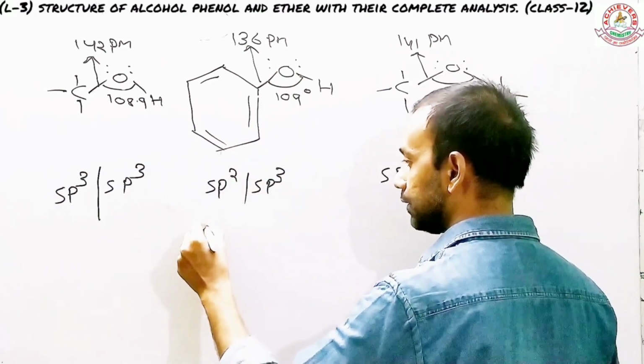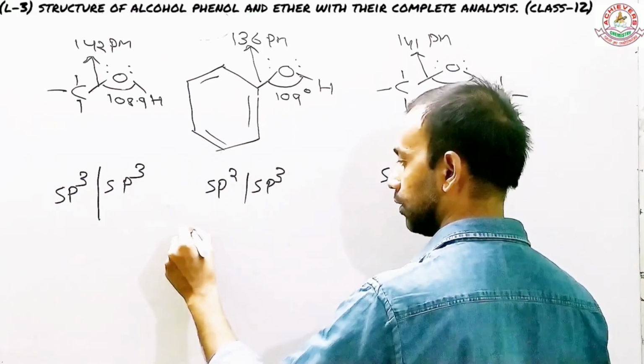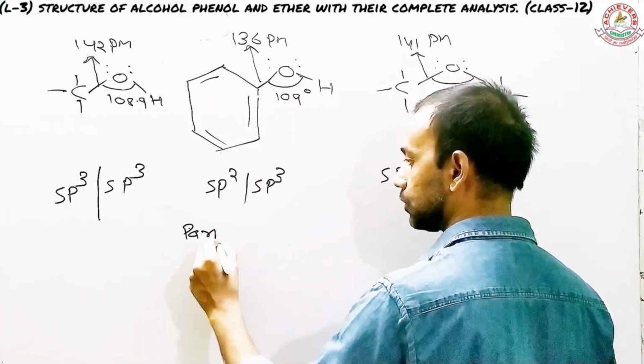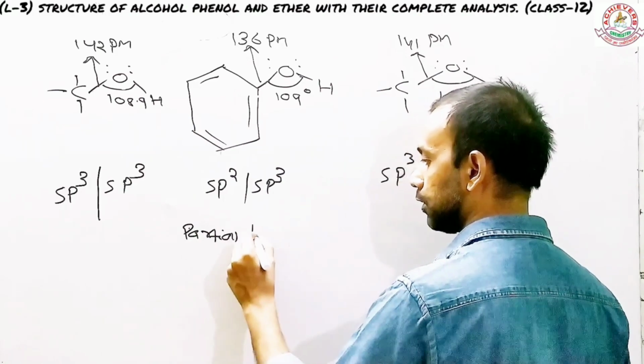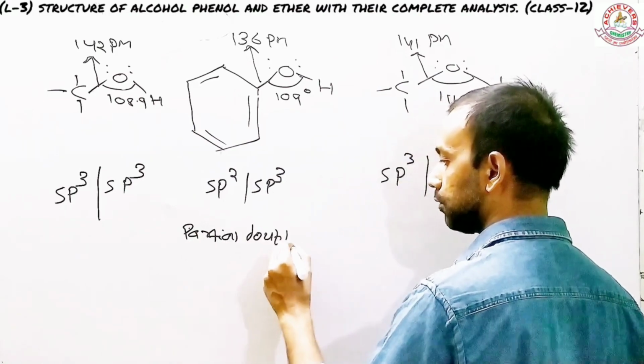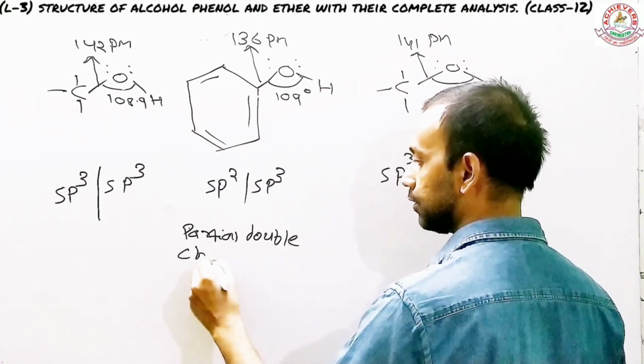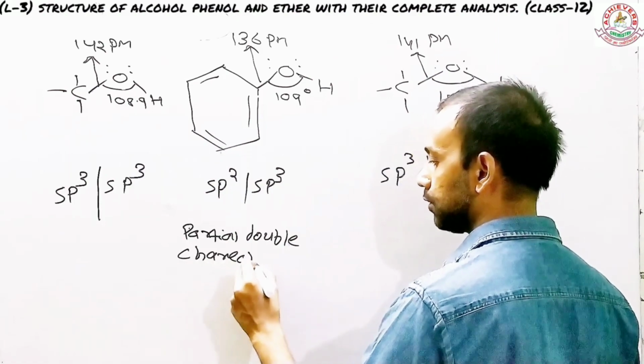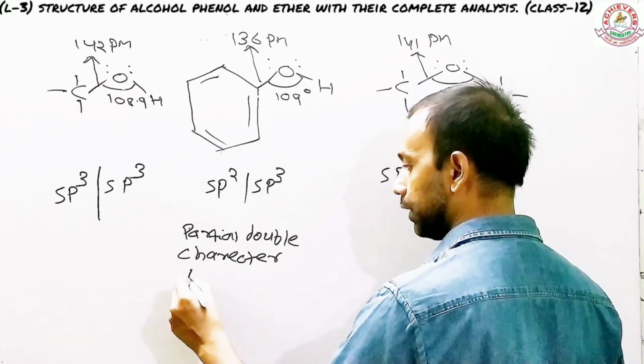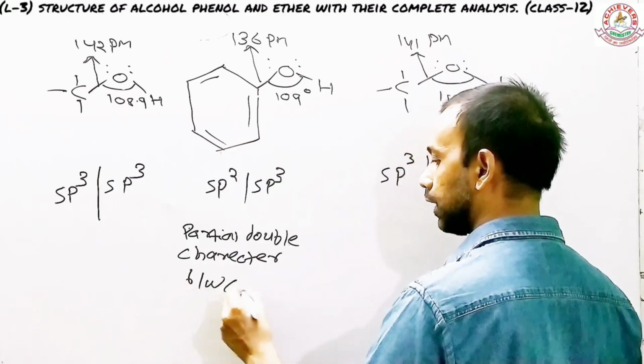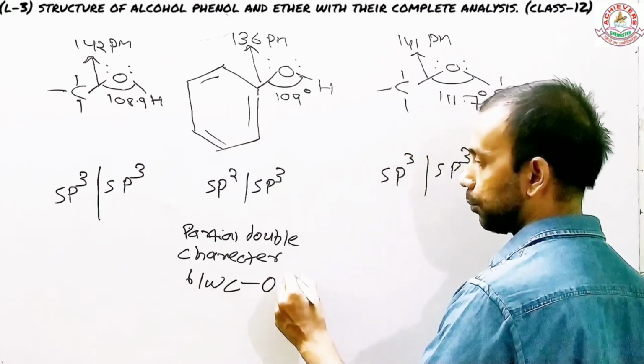So I'm going to write here, there is a partial double bond character between carbon and oxygen bond.